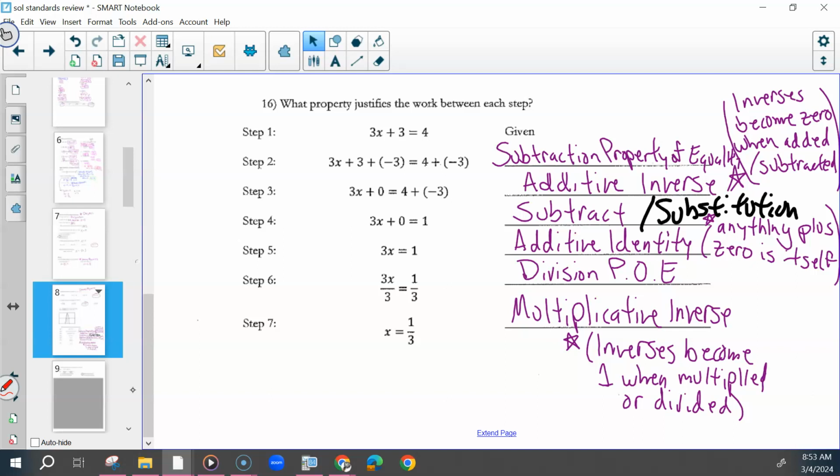Step 2 to step 3 was additive inverse. Step 3 to step 4 is really just substitution, so don't write subtract, but just substitution. Step 4 to step 5, additive identity. Step 5 to step 6, division property of equality, or POE. And step 6 to step 7, multiplicative inverse.